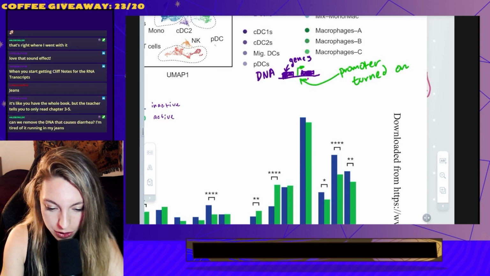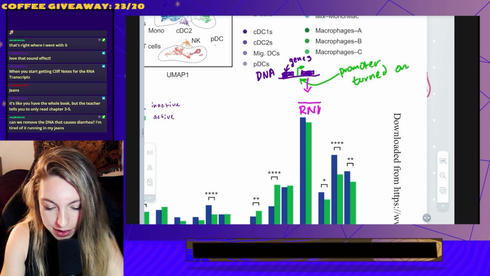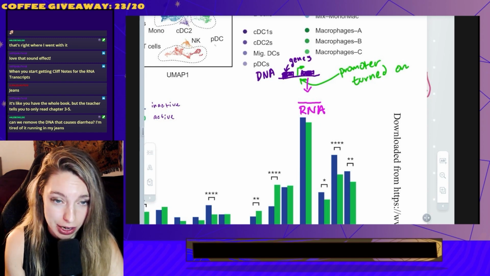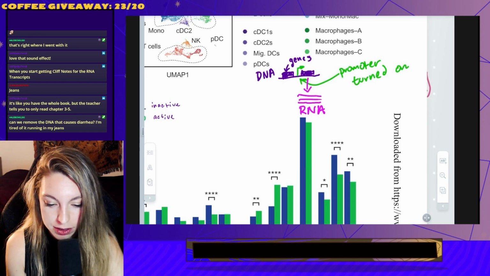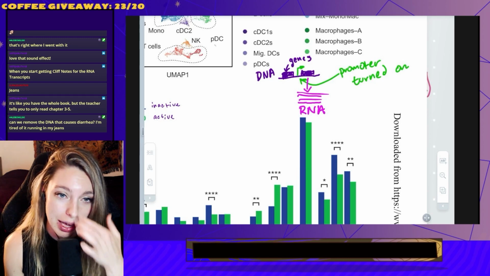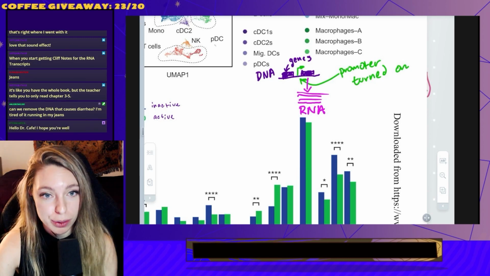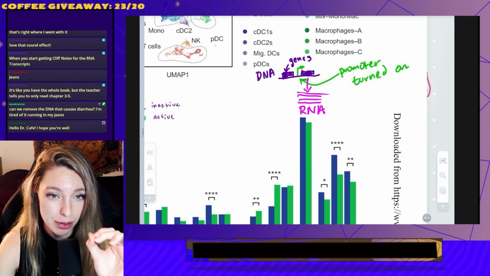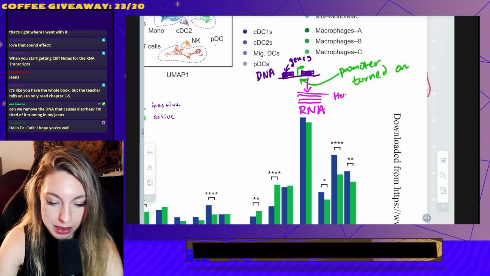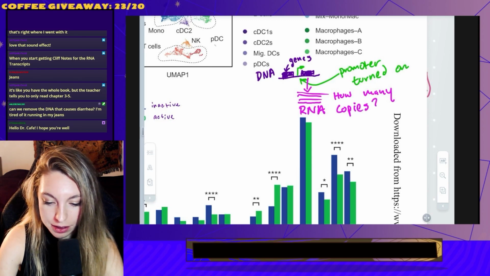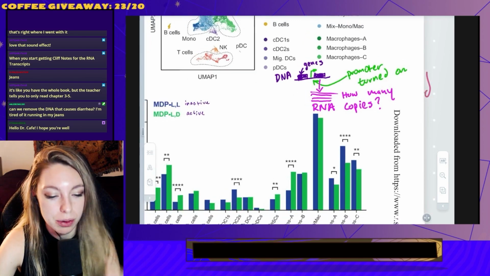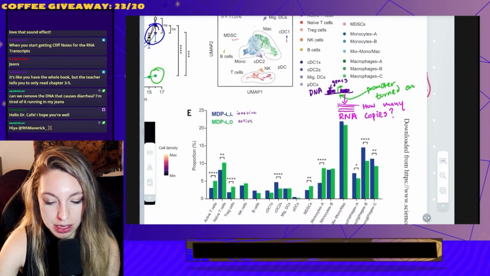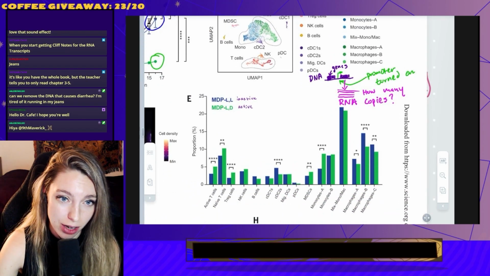So when the promoter is turned on, a little piece of RNA is made. Depending on how strong the promoter is, you can have tons and tons of copies of this RNA made. Then we can take a single cell and measure pretty precisely how many copies of the RNA are made. That's what they're doing with single cell RNA sequencing: measuring how many copies of RNA are made.